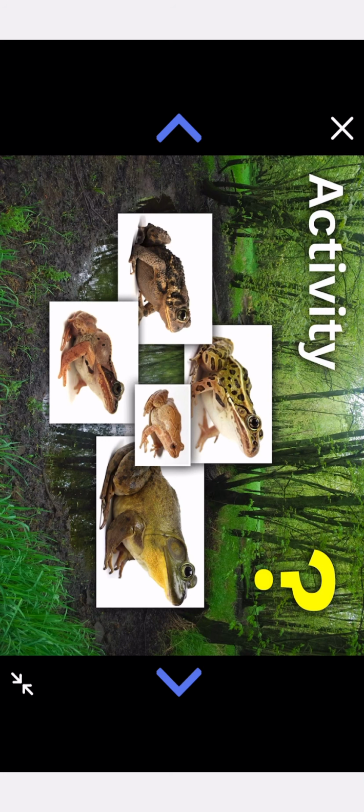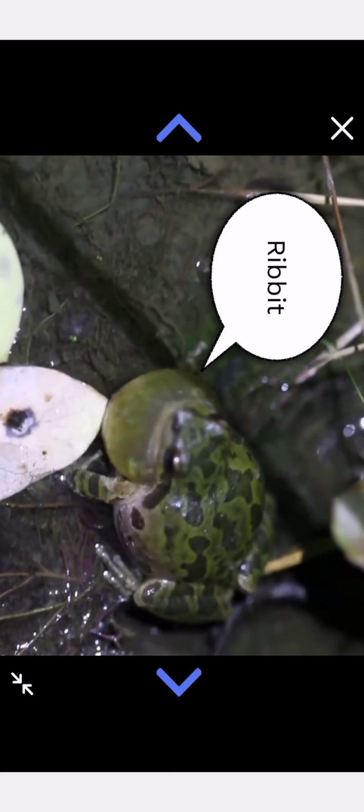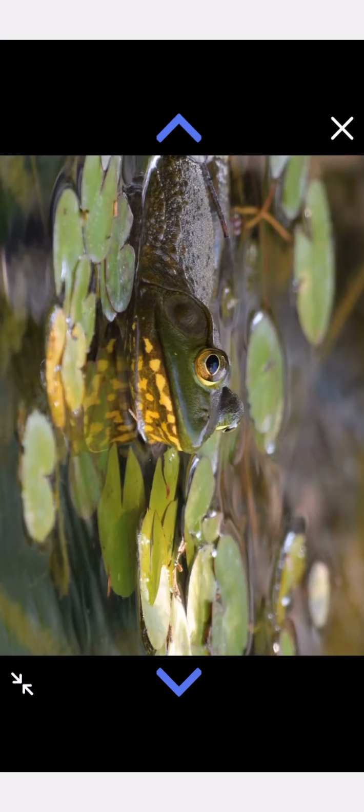Ribbit. That's the word scientists use to describe the call of the Pacific chorus frog. But here's another example. Listen to the American bullfrog. Some say that the bullfrog sounds like he's saying grum, grum, grum.